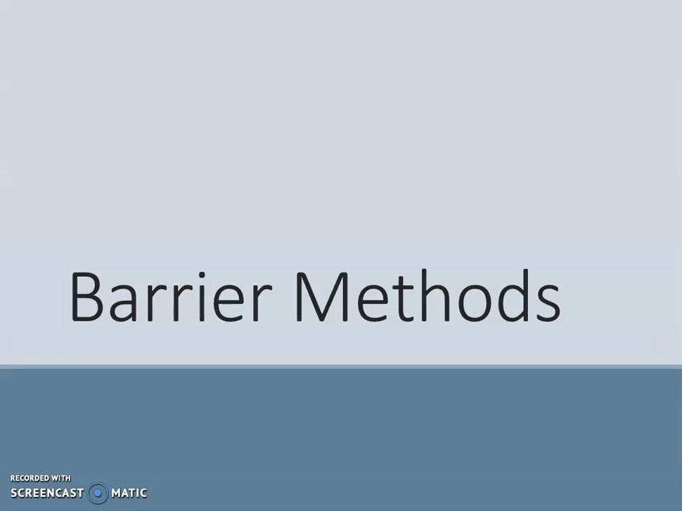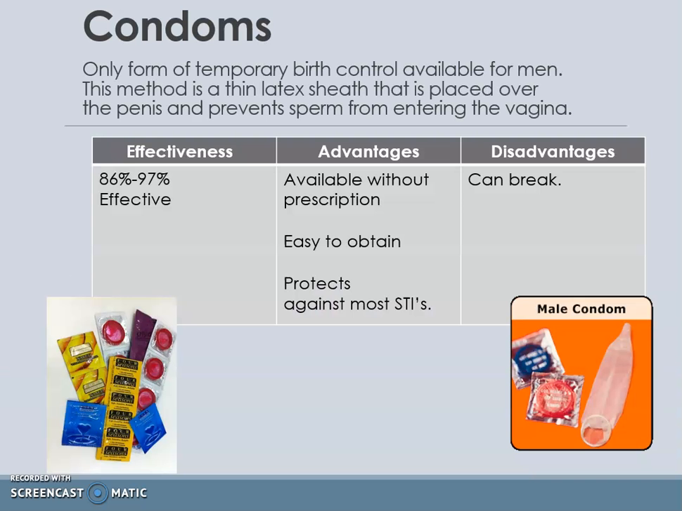For our purposes, we're only going to discuss one barrier method, and that is condom use. This is the only form of temporary birth control available for men. This method is a thin latex sheath that's placed over the penis and prevents the sperm from entering the vagina. It is pretty effective, but there's a range, 86% to 97% effective, and I will explain why there is a range in just a second.